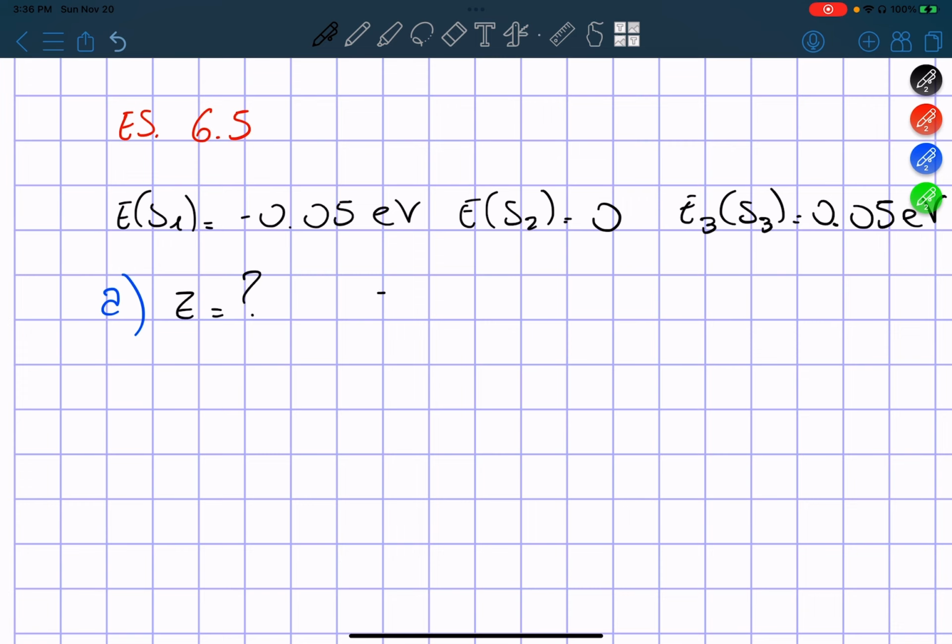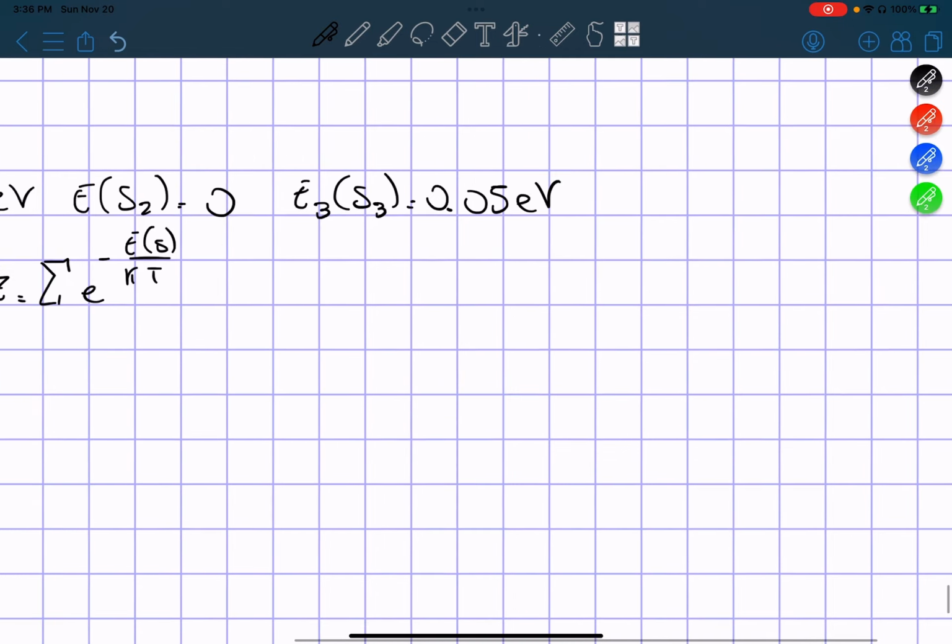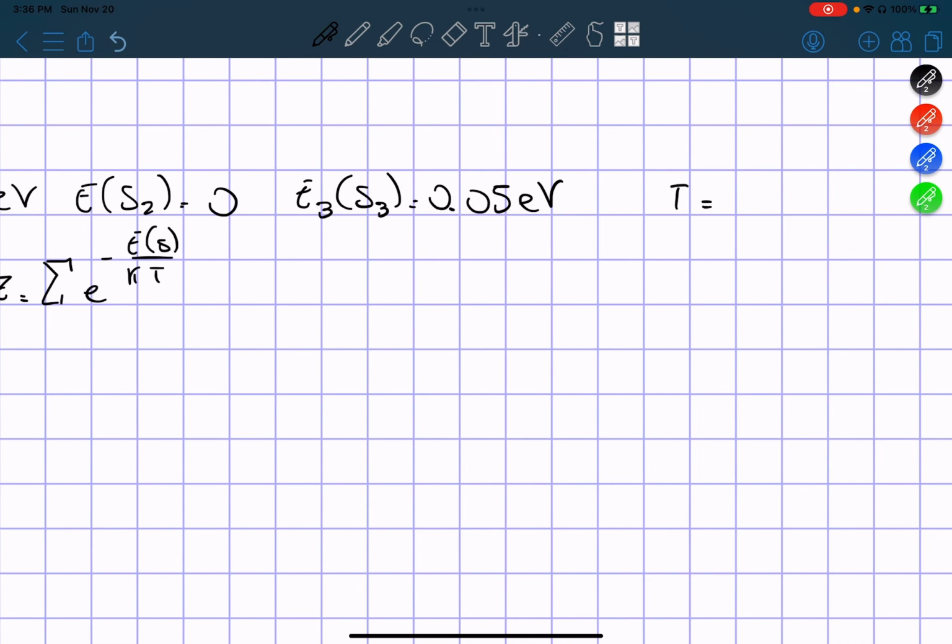Well, Z is equal to the sum of e to the power of negative E of S divided by kT. Oh, and T is equal to 300 Kelvin.